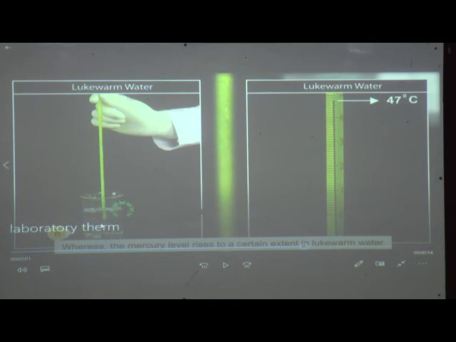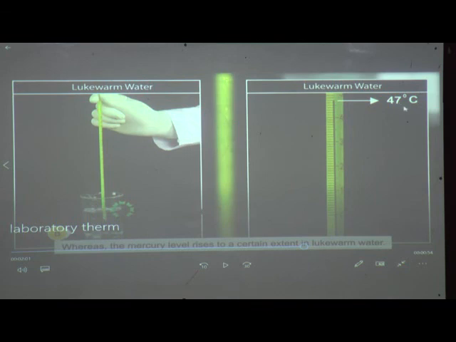So what substance is here? Here it is water. So we have to note the temperature while this thermometer is in this water only. That time only we have to note the temperature. Okay. So what temperature did we get here when the lukewarm water is there? It is 47 degrees Celsius.